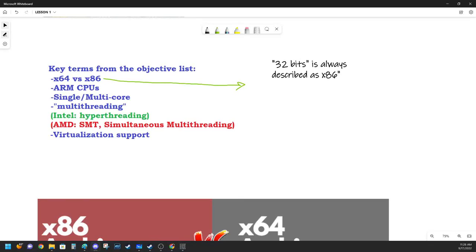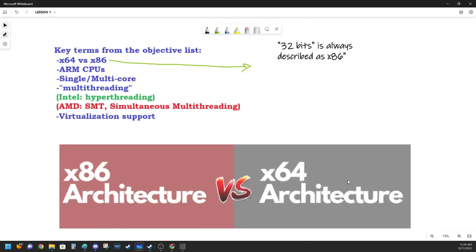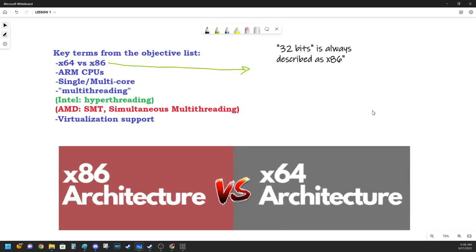We got a quiz. Did you mean to write 32 bits is always x86 and not x64? Yeah, x86 is 32 bits. Oh. Yeah, it's weird. Yeah, 64 bits will be x64. It's actually, did I put it down here? Ah, this architecture. I only put this here because I like the little Mortal Kombat symbol. I'm not going to lie.